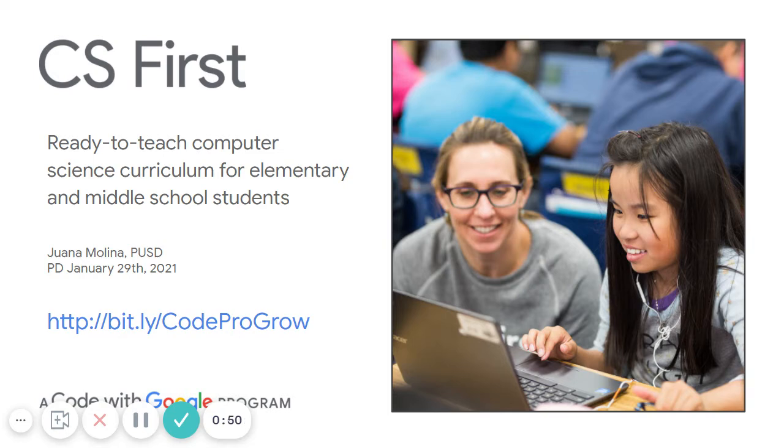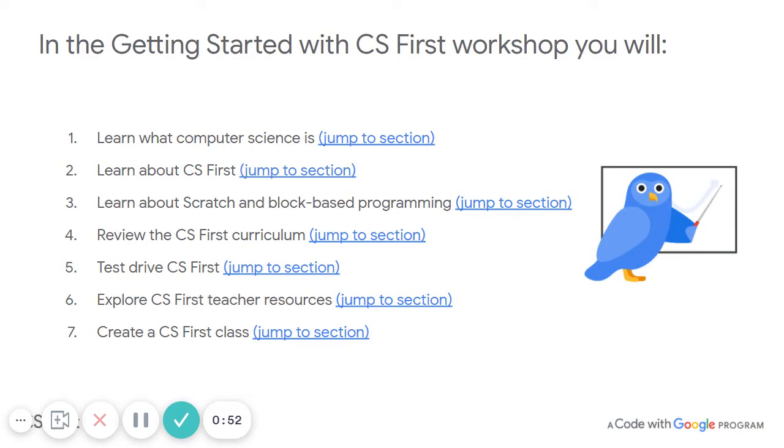Okay, so welcome. We'll get started. So in the Getting Started with CS First workshop, we will cover 7 topics. Number 1, what is computer science? Number 2, learn about CS First with Google Education. 3, learn about Scratch, the block-based programming. Some of you may be familiar with it. If not, that's okay. Number 4, we're going to review CS First curriculum, the themes and topics that they cover.